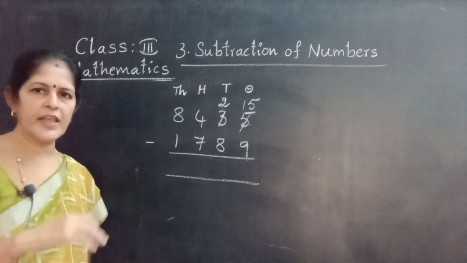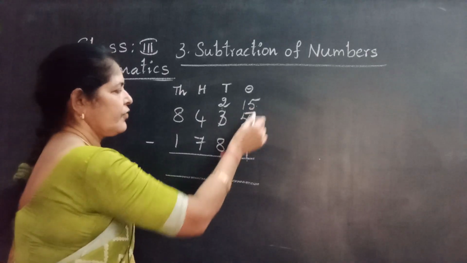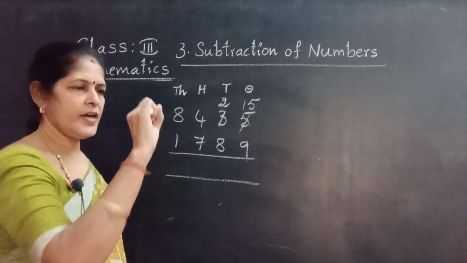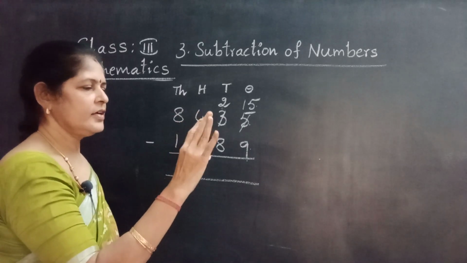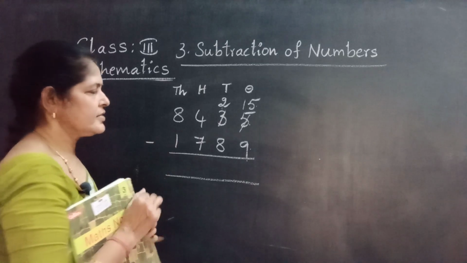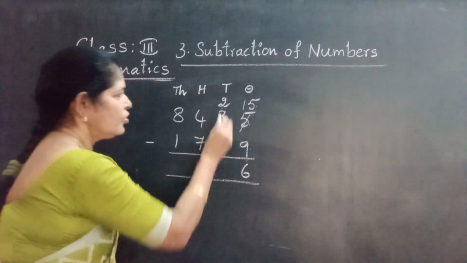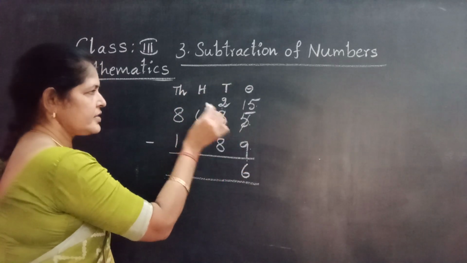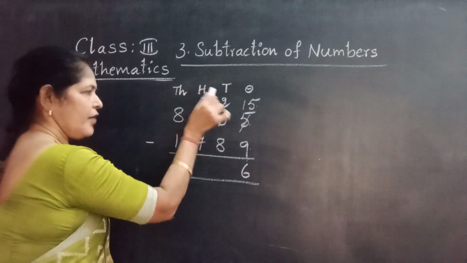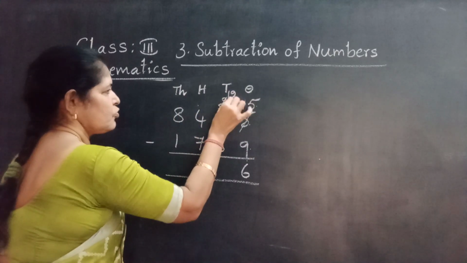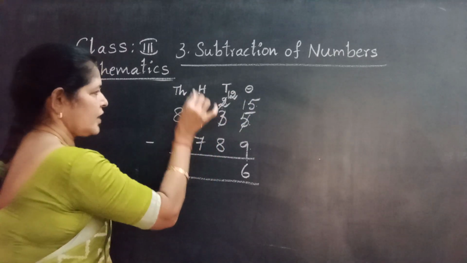Are you clear about that? Now do counting. 15 minus 9. Close fingers. 9 after 10, 11, 12, 13, 14. Yes, 15. 6 fingers. Now 2 is less than 8. Again using borrowing concept. One number moving from left to right. That means hundreds to tens. 2 becomes 12. 4 becomes 3.